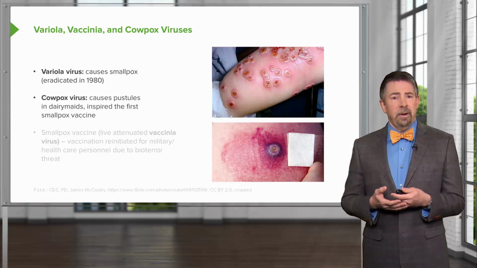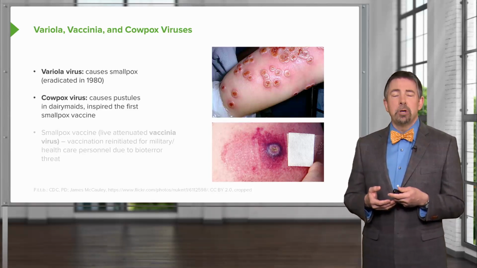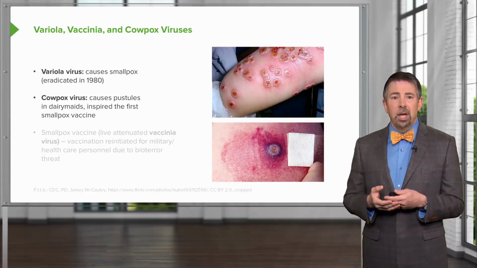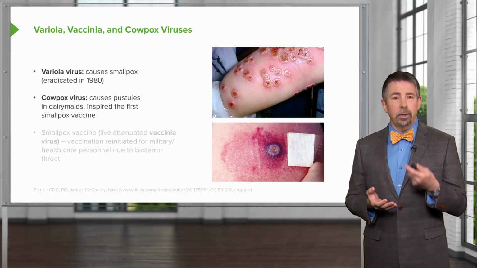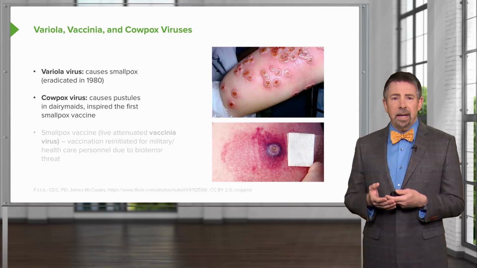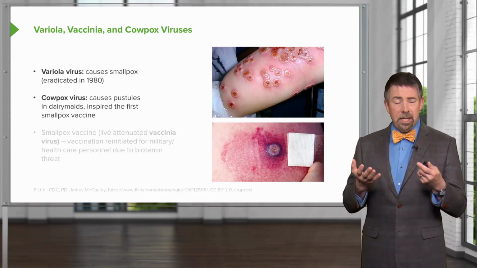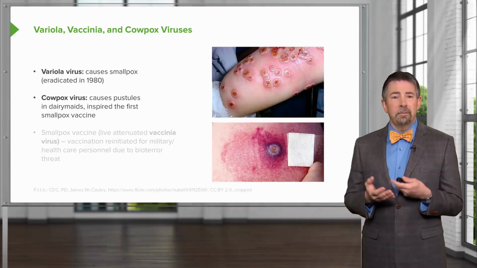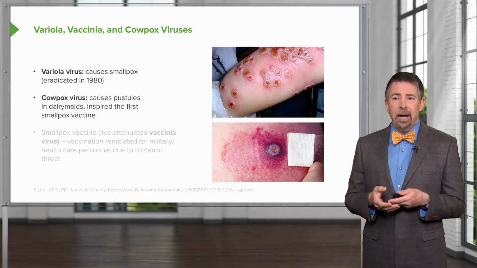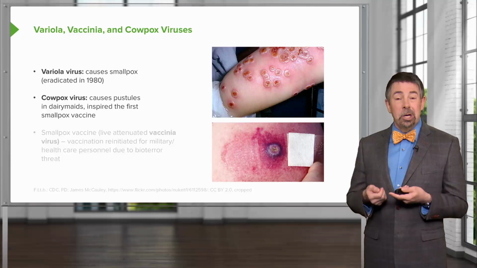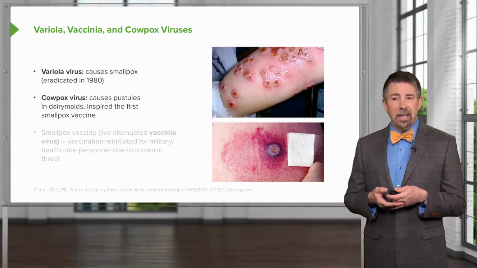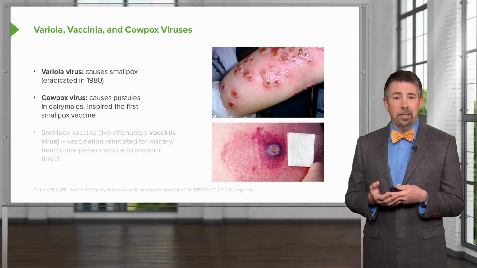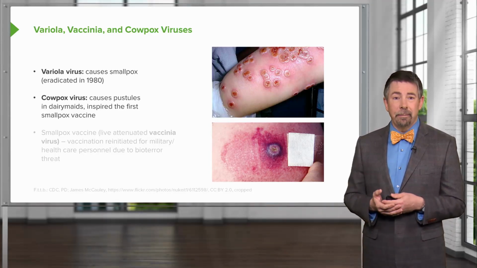The cowpox virus was renowned for causing similar pox-looking pustules, but in dairymaids, the ones who were milking the cows. And in fact, it was those lesions which were harvested by Dr. Jenner to create the first vaccine against smallpox. Now, it was dirty, it was messy, but it was actually relatively successful and one of the first examples of successful vaccination strategies which we know about in medical history.